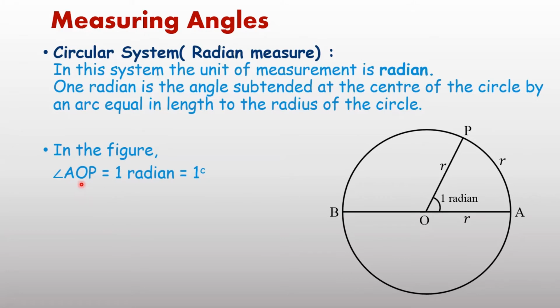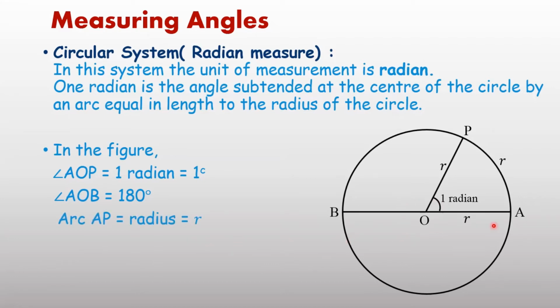It implies from the figure you can easily observe angle AOP equal to 1 radian. What about angle AOB? It is known as a straight angle, and straight angle means 180 degree. Both systems of measurement we are writing here. It is 1 radian, and this straight angle means 180 degree.